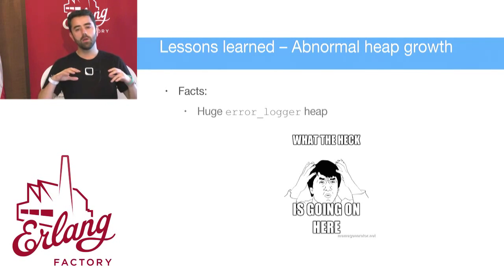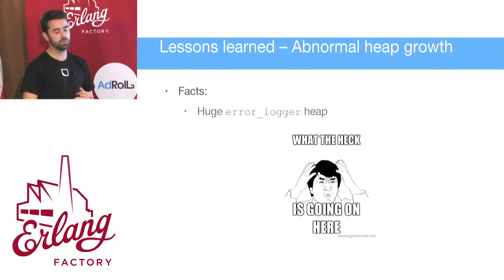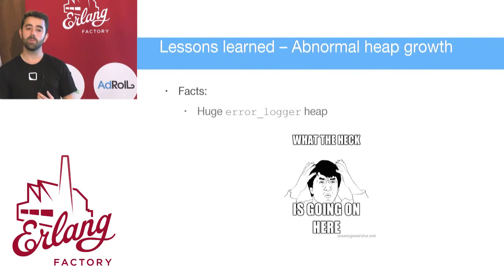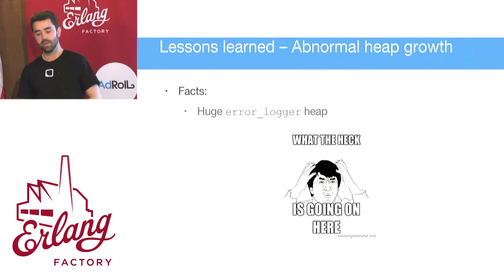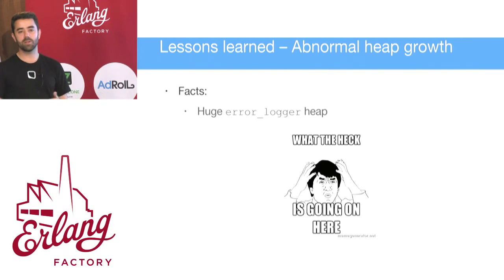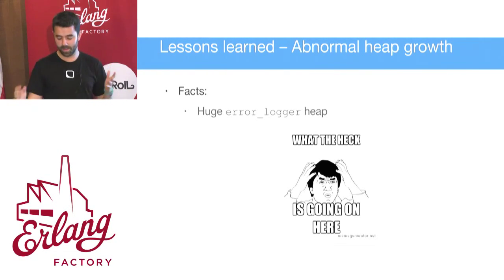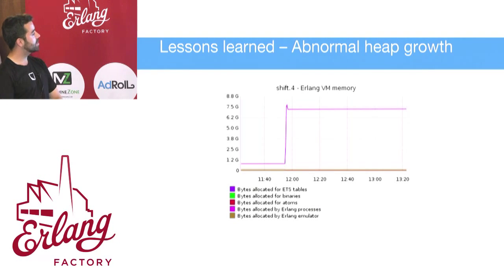So you list the most memory-consuming processes in your VM, and you find out that the error logger has a huge heap. And this is my face. I don't know what to do there. The first thing that I can come up with is just cry, right? Like, oh my God, how are you going to solve this? I don't understand why Erlang is doing this to me.